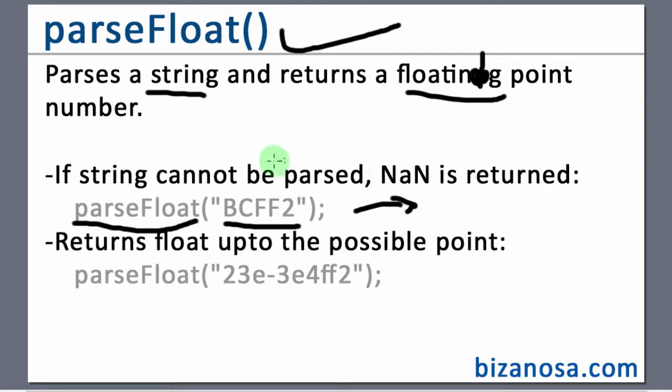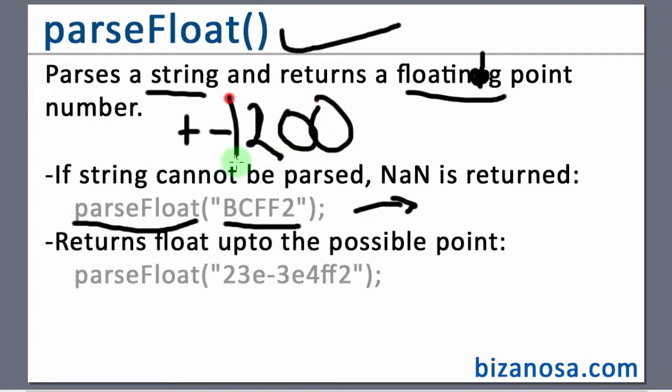So what is a floating point number? A floating point number is a number that is either positive or negative. It has an integer part, so maybe 200. So it may be positive or it may be negative, so it can be 200 or it can be negative 200. And then it also has, or it may have, a decimal point. So maybe it can be 200.22. That is a floating point number.